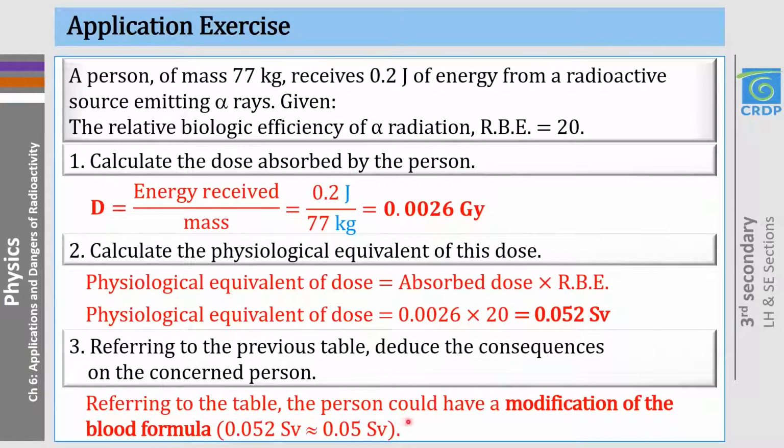Referring to the table, the person could have a modification of the blood formula because 0.052 sievert is approximately equal to 0.05 sievert.